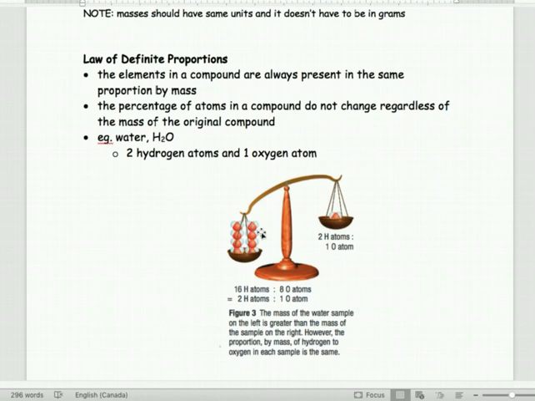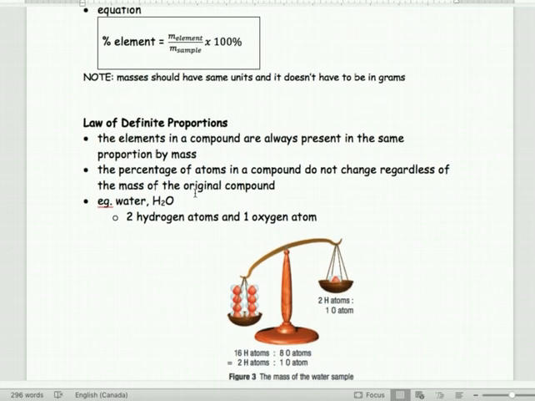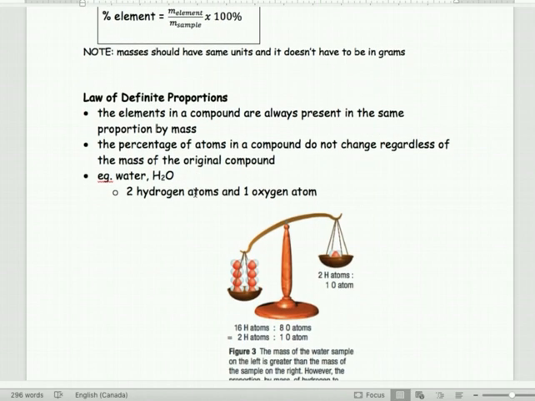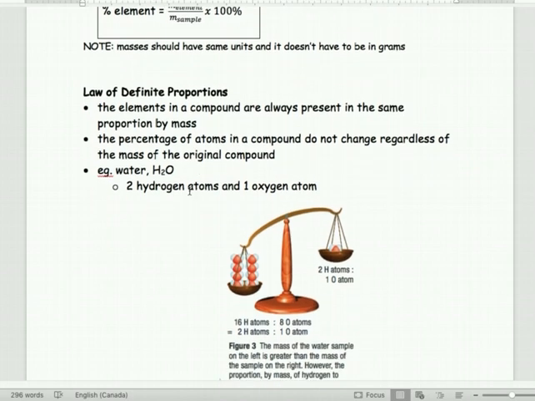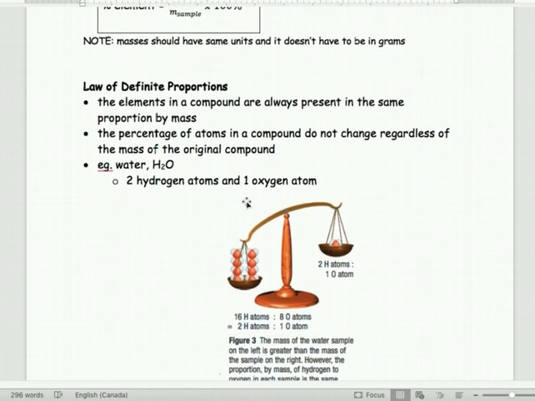8 molecules of water, 1, 2, 3, 4, 8, there's 8 stacked up here. Even if I take 8, in the end, it's a 2-to-1 ratio for the hydrogen to oxygen. So it doesn't matter if the mass changes, there's still the same proportion in the end. All right, we're going to move to an example here. So just the law of definite proportions, make sure you know that.